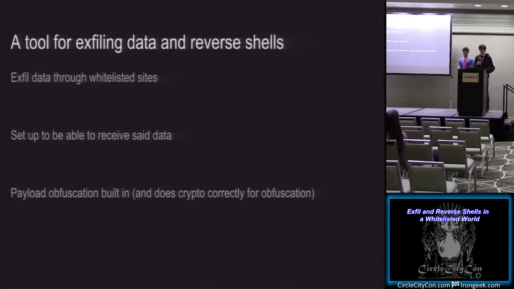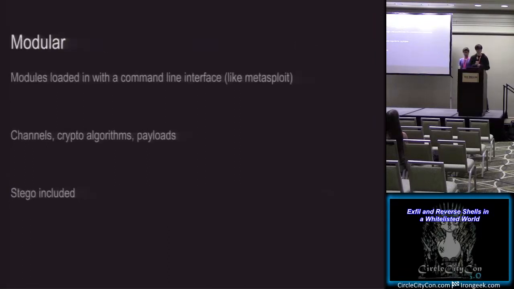We also have payload obfuscation built in, and that crypto is good crypto. The tool itself is modular. The modules are loaded in with a command line interface similar to Metasploit. So there's modules for channels, crypto algorithms, and payloads. The channels are, as we talked about, Twitter, YouTube, Reddit, all those sites are examples of channels. And then the crypto algorithms are like whitespace and simple test crypto, like Caesar ciphers.